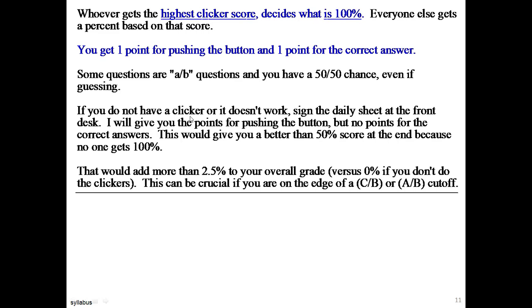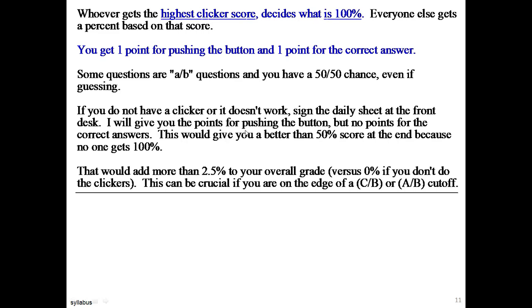Okay, now if you don't have a clicker, or you don't want to buy one, or it doesn't work, then I'll have a sheet up in front. You can sign that sheet. And what I do is I give you the same number of points as pushing the buttons. So if I ask 5 questions, I'd give you 5 points. You wouldn't get any points for getting it right because I don't have a clicker result from you.